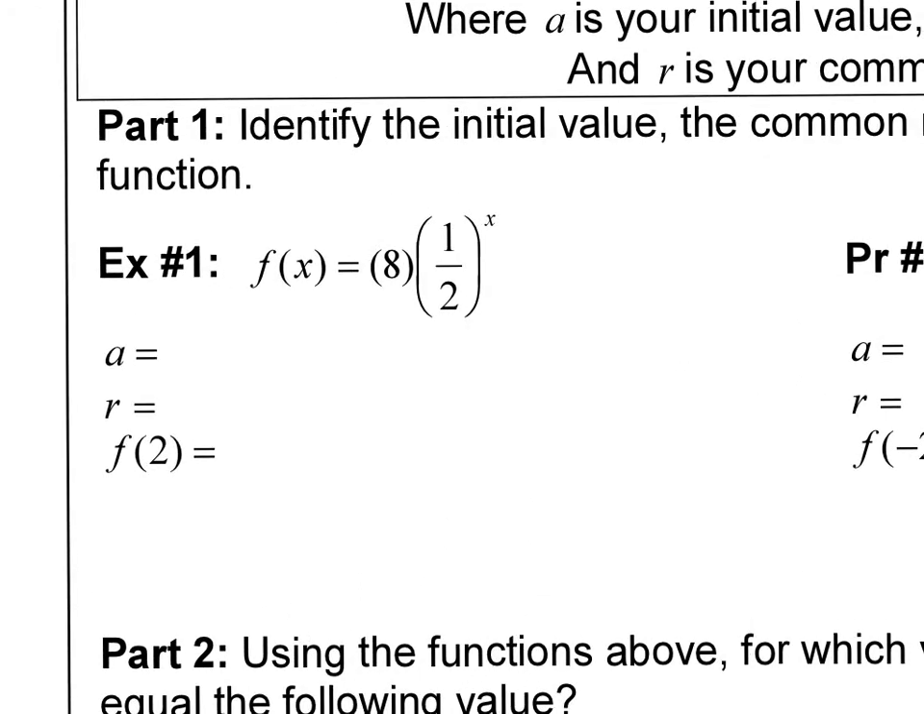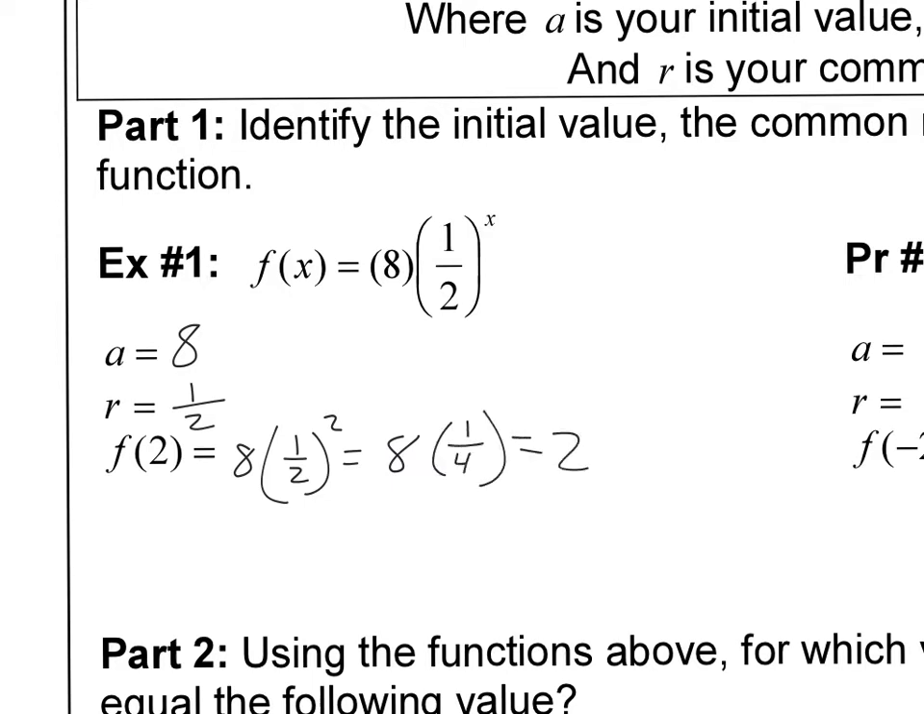It says we're going to identify a, r, and f of 2. Well, this is easy. We can see by looking at it that our a value is 8, and our common ratio is 1/2. Now to find out what f of 2 is, that's just what I get when I plug in a 2 for x. So that would be 8 times 1/2 to the second power, which is 1/4, and 1/4 of 8 is 2. So f of 2 is 2.